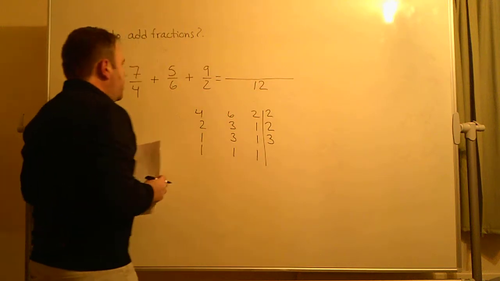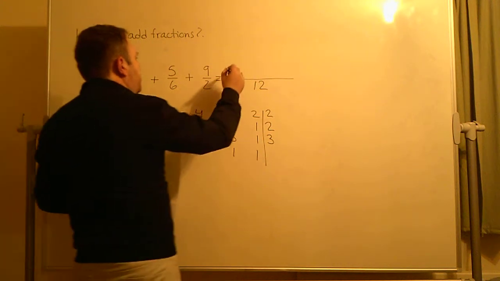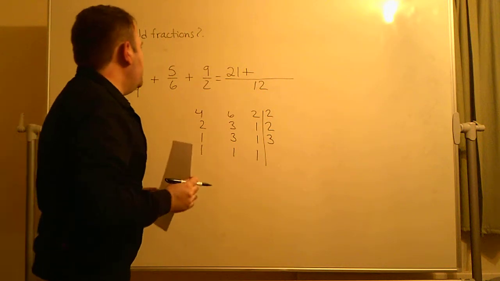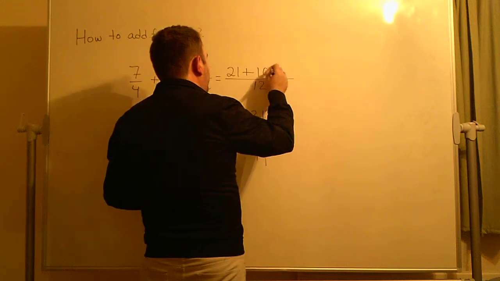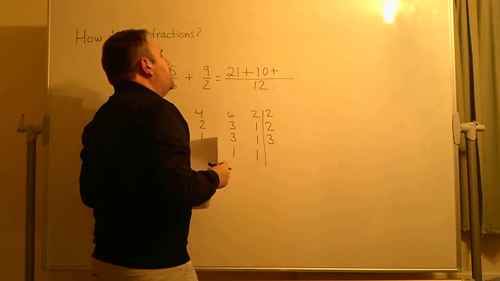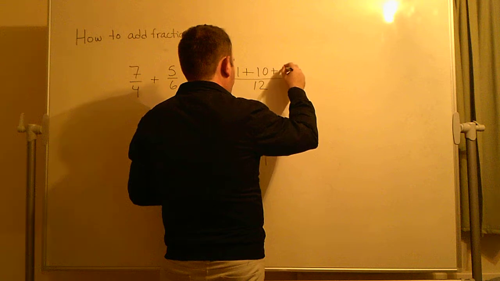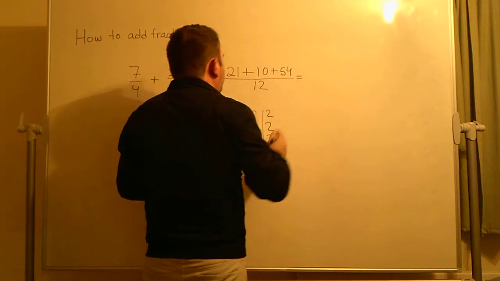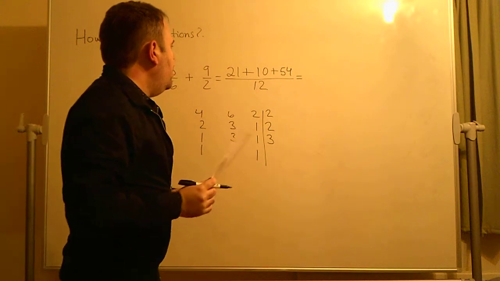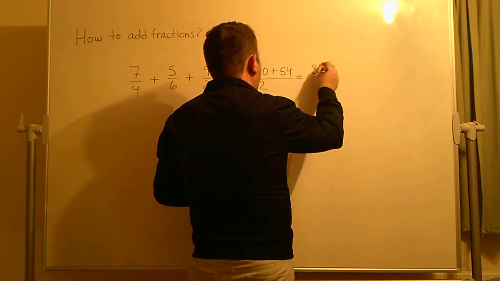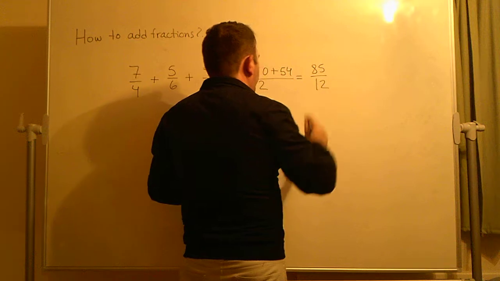So 12 divided by 4 is 3 times 7, 21. Plus 12 divided by 6 is 2 times 5 is 10. Plus 12 divided by 2 is 6 times 9 is 54. Now, 10 plus 54 is 64, plus 21 is 85 twelfths.